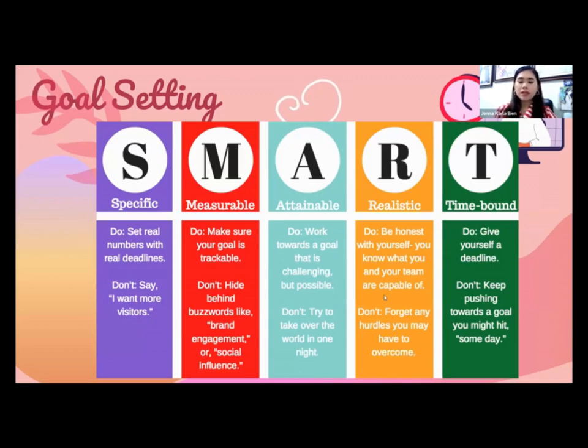Do not forget that you have to keep pushing towards a goal you might hit someday. We don't use the term someday here. We have to be specific. Like, for example, you will tell the students, you have to graduate. In how many years, right? Assuming that the course is for 4 years, you're expected to graduate in 2008 if you started in 2004, right? You do not just simply say, I'll graduate someday. You won't take the whole of your life studying for college, right?